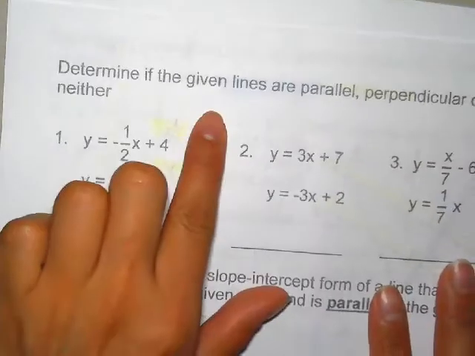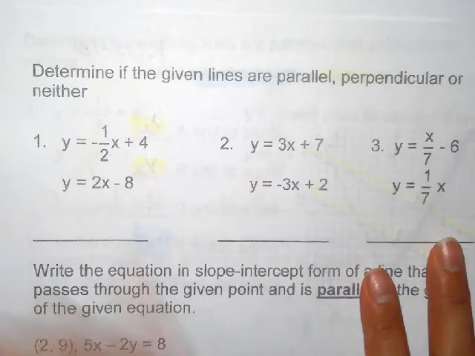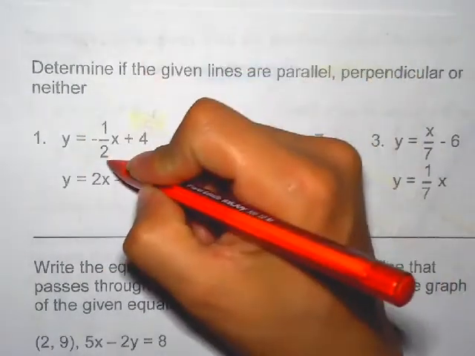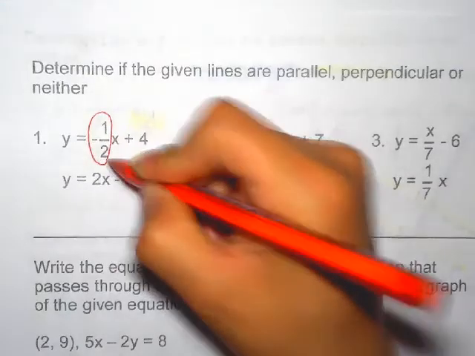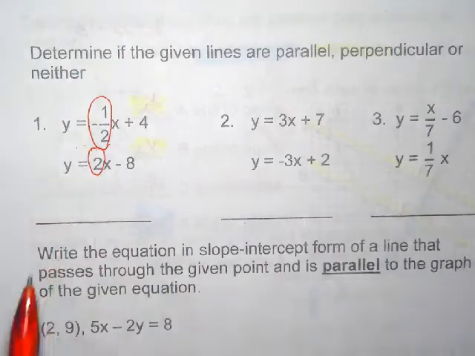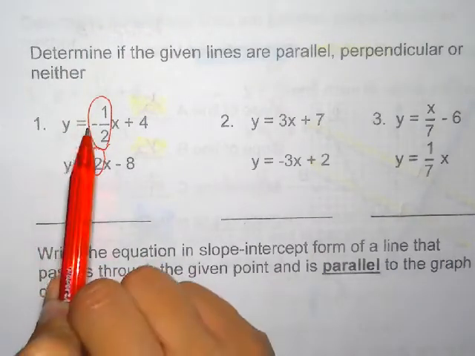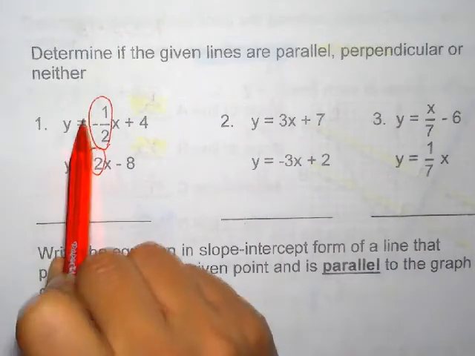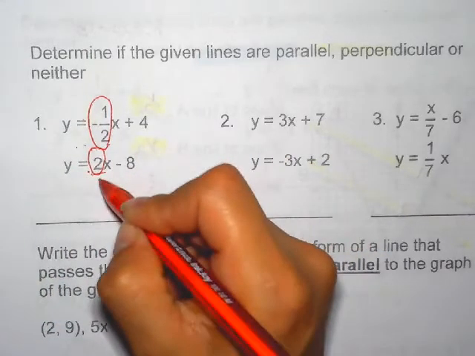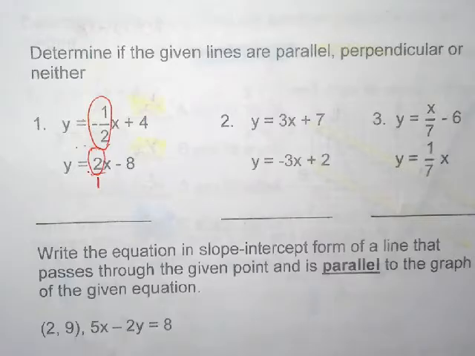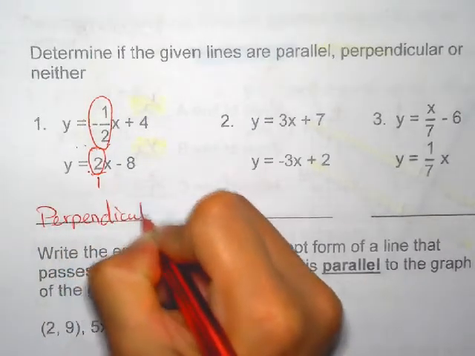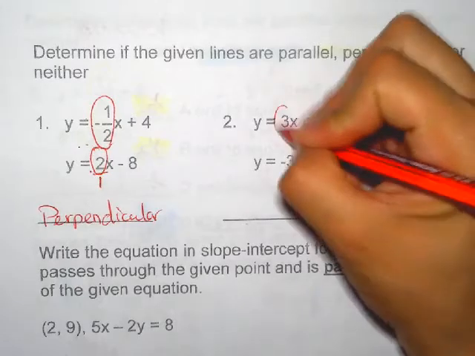Determine if the given lines are parallel, perpendicular, or neither. So we look, and they already said equal to y, so all we have to worry about is the slope. The slope is the one with the x. Are these lines parallel, perpendicular, or neither? One is negative, one is positive. One is 1 over 2, the other one is 2, and it's a whole number, it's 2 over 1. So they are? Perpendicular is correct. What about number 2? We have 3 and we have negative 3.